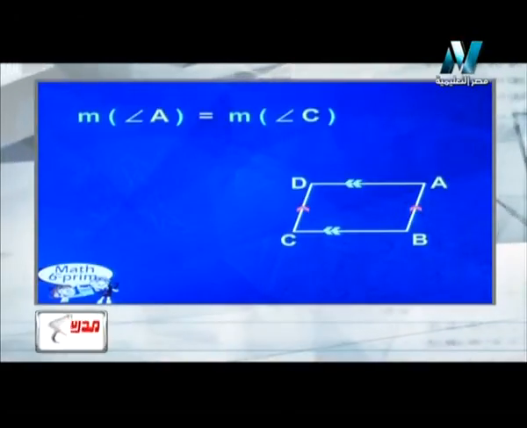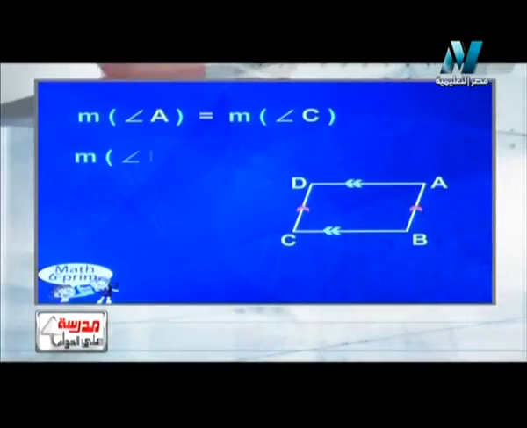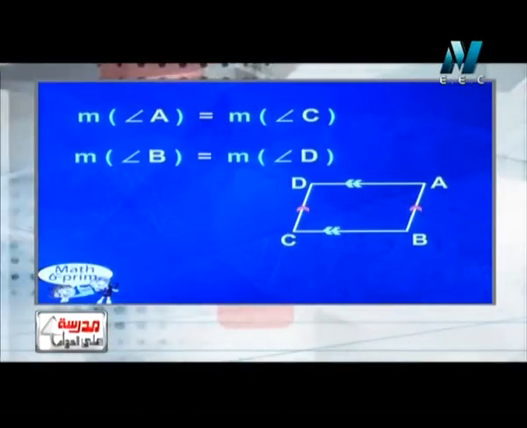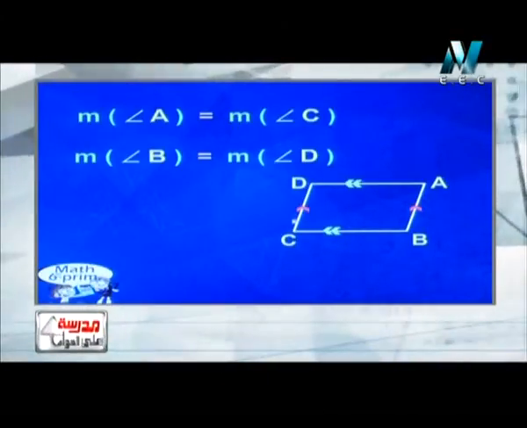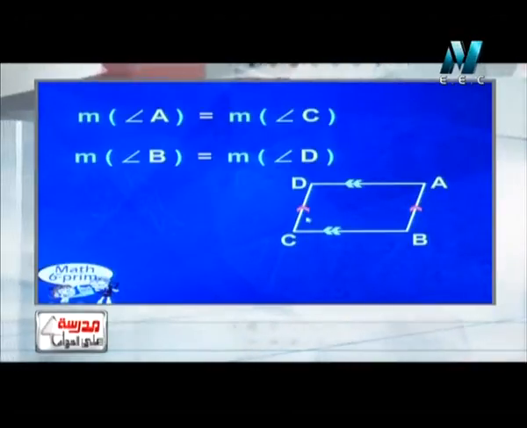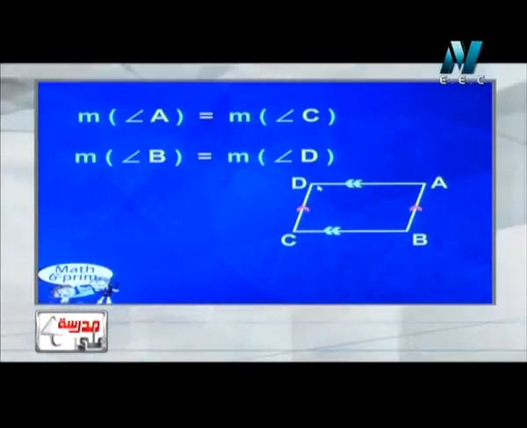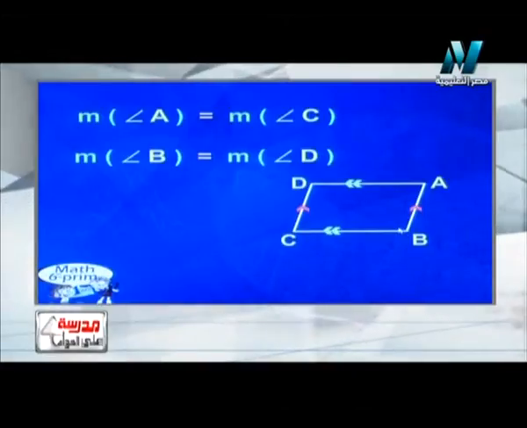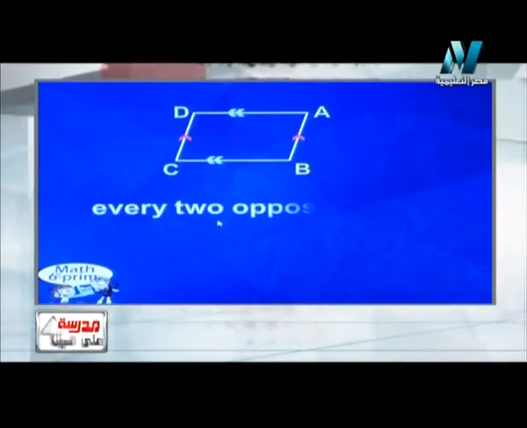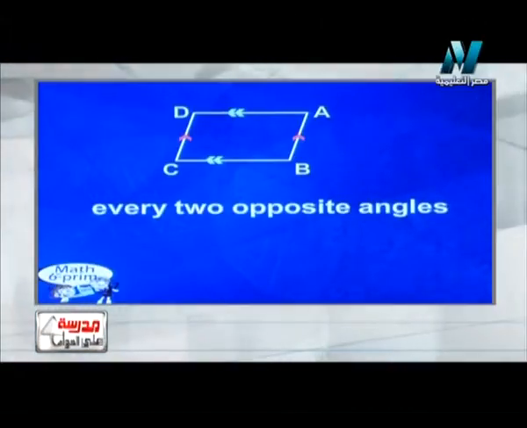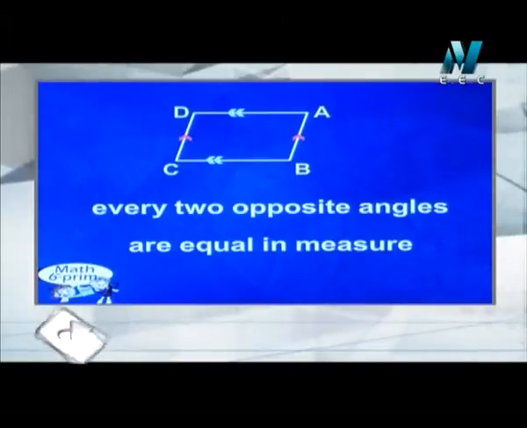After that, if we compare the opposite angles, we find that the measure of angle A equals the measure of angle C, and the measure of angle D equals the measure of angle B. Yes, it's so important. Second property of what? Of a parallelogram, and we can say every 2 opposite angles are equal in measure. The first one, every 2 opposite sides are equal in length, and the second property, every 2 opposite angles are equal in measure.